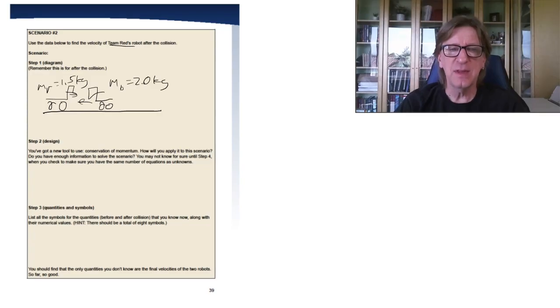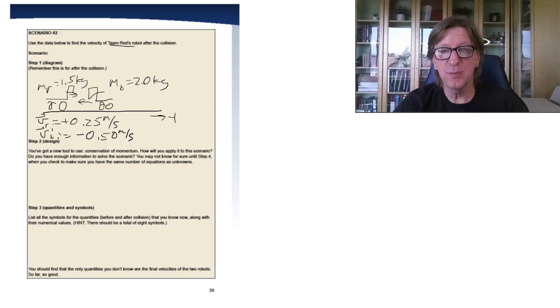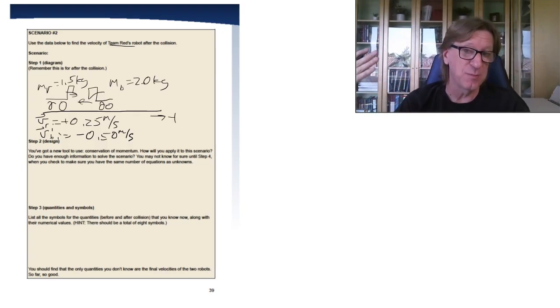And then they have an initial velocity. So V red I, if I set this way to be my positive, is going to be positive 0.25 meters per second, while V blue I is going to equal negative 0.50 meters per second. And those numbers just came from the previous scenario. We're doing the same situation. It's just that now we found it before collision, and now we want to find it after collision.